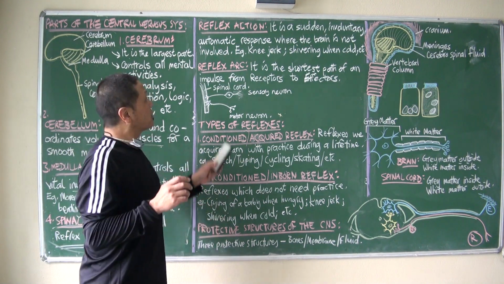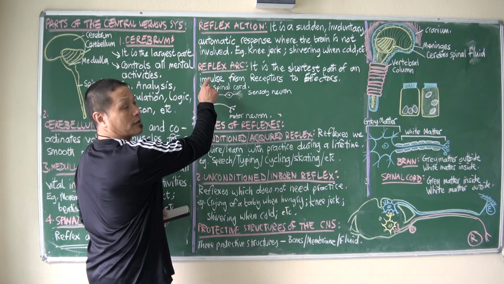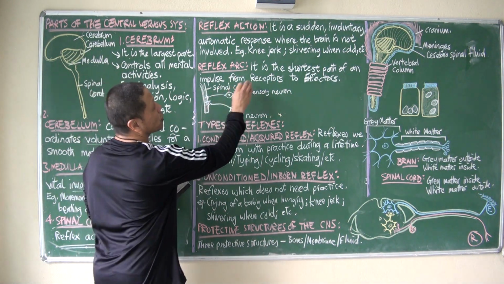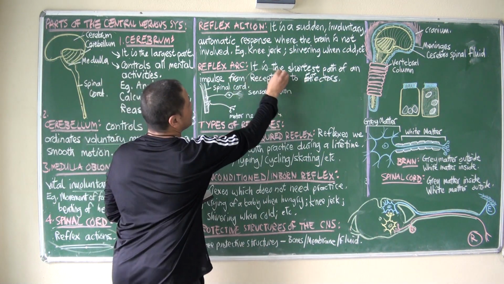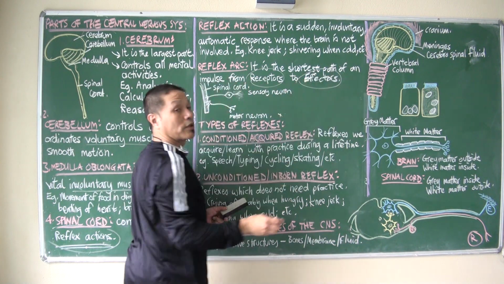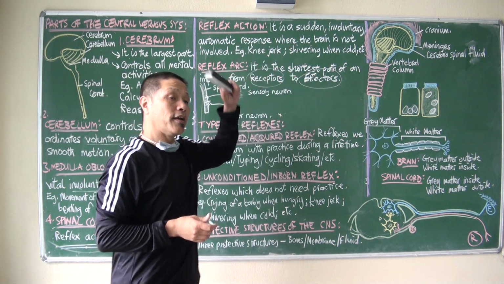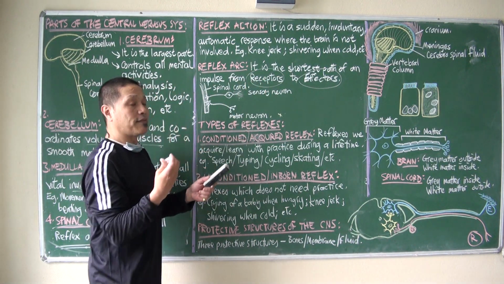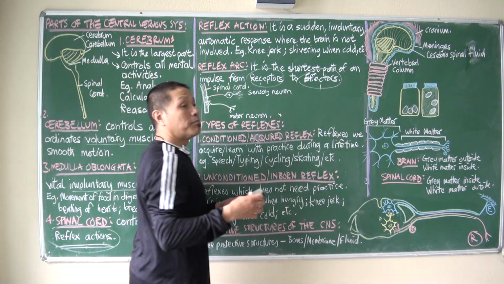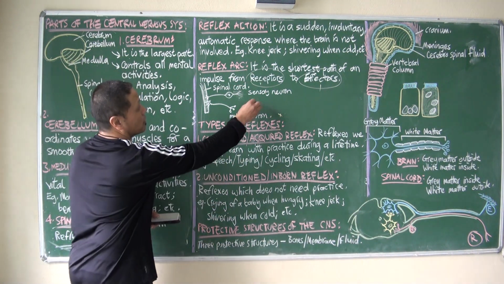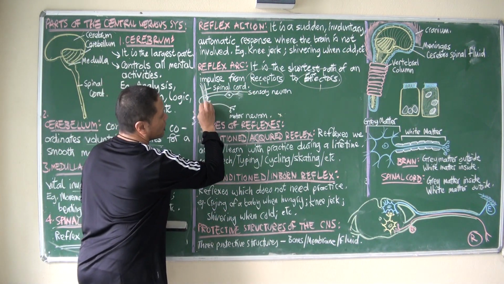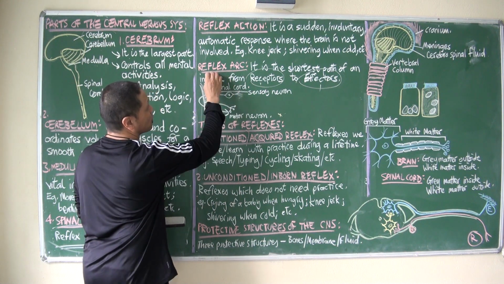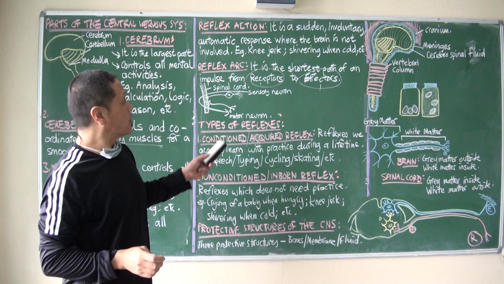And another thing about reflex action is a term called the reflex arc. What is the reflex arc? It is the shortest path from receptors to effectors. Now we talked about receptors and effectors in earlier videos. Receptors receive the impulse, effectors bring about a change. So here, from the sensory neuron through the motor neuron, this is the shortest path of the reflex arc. We'll stop there for a while.